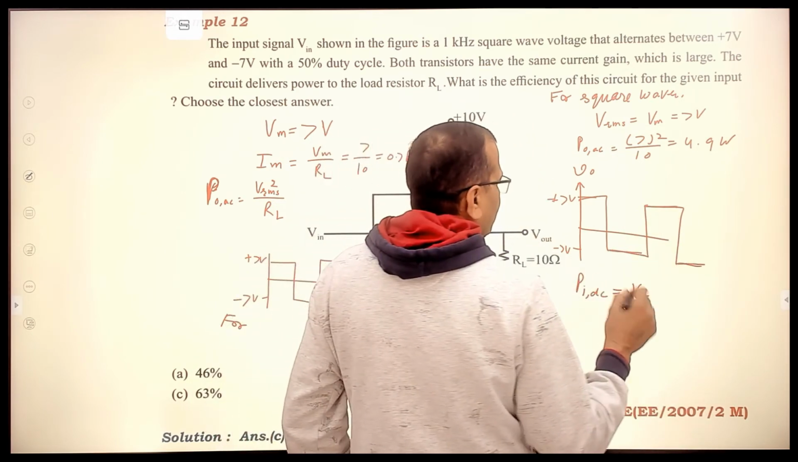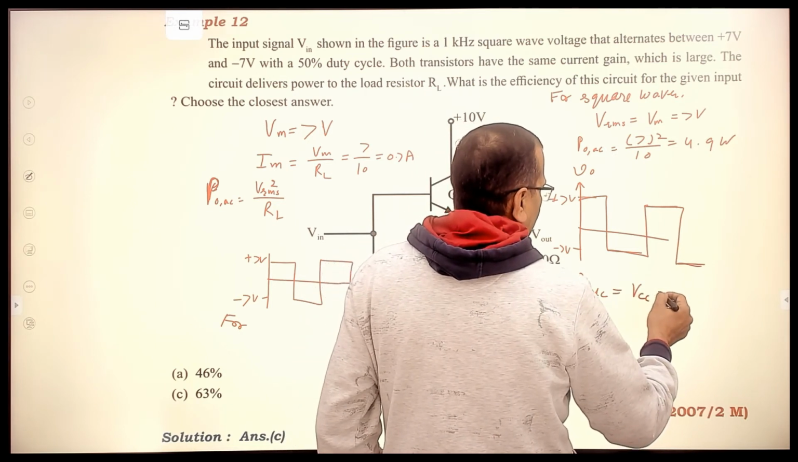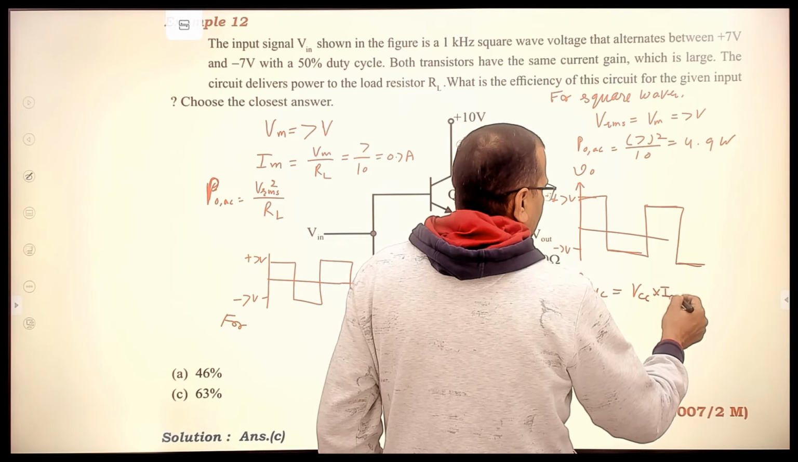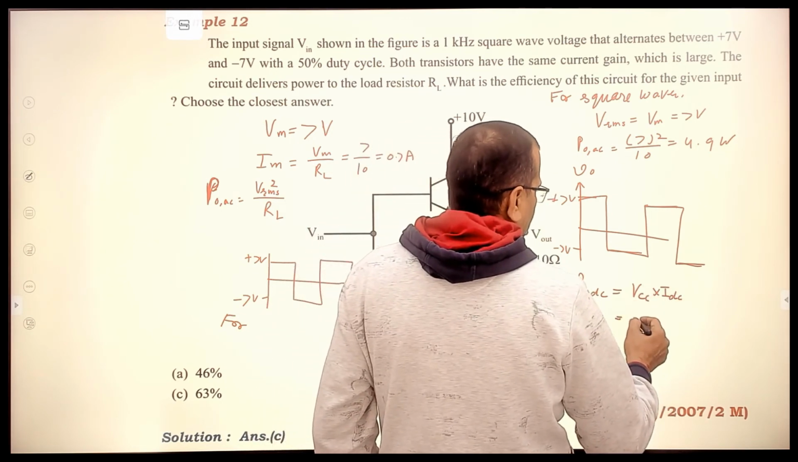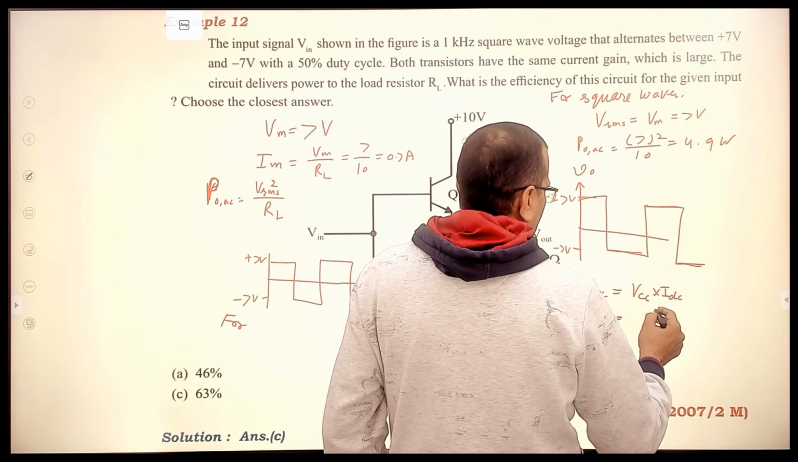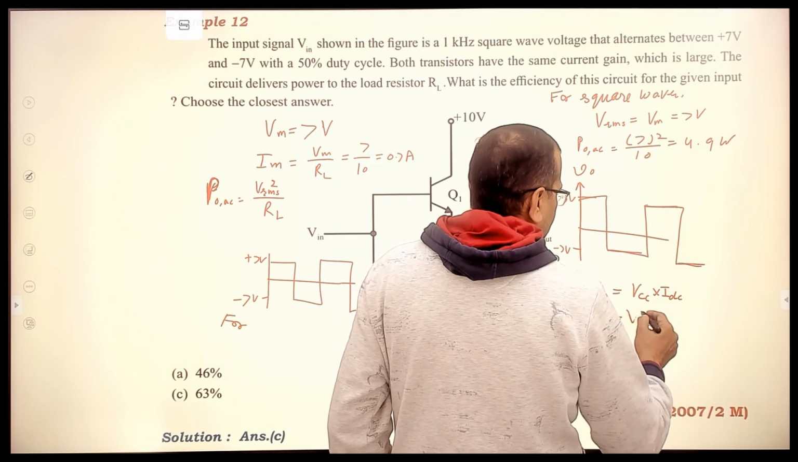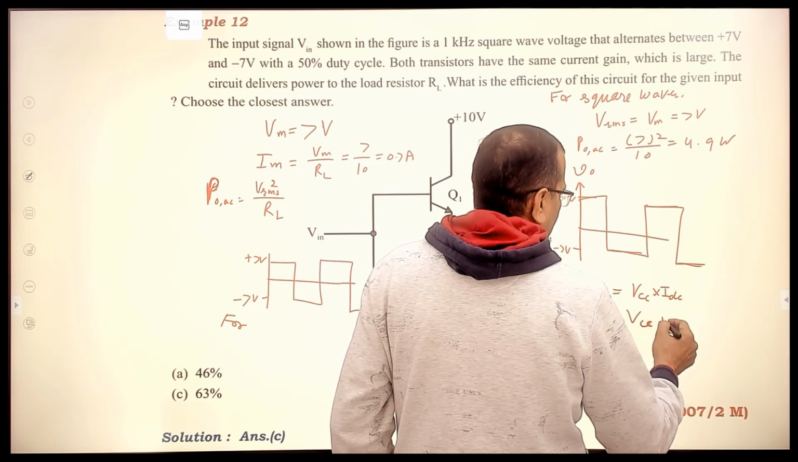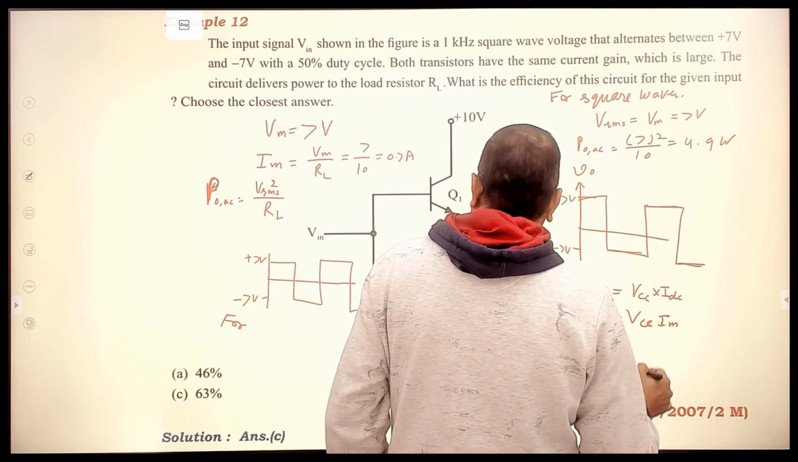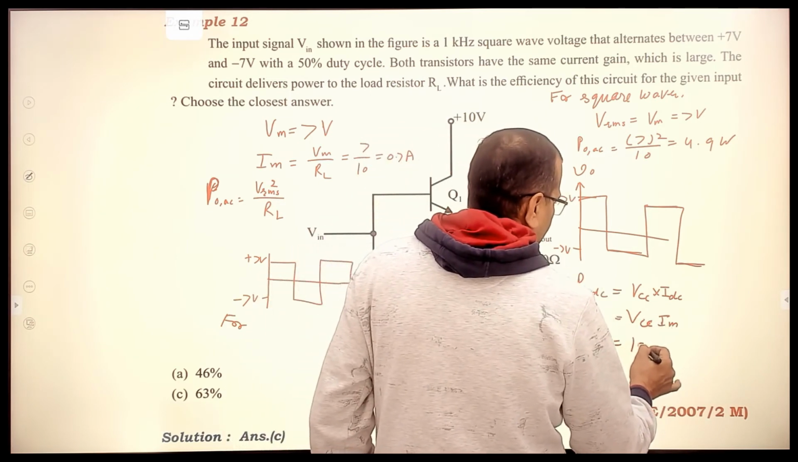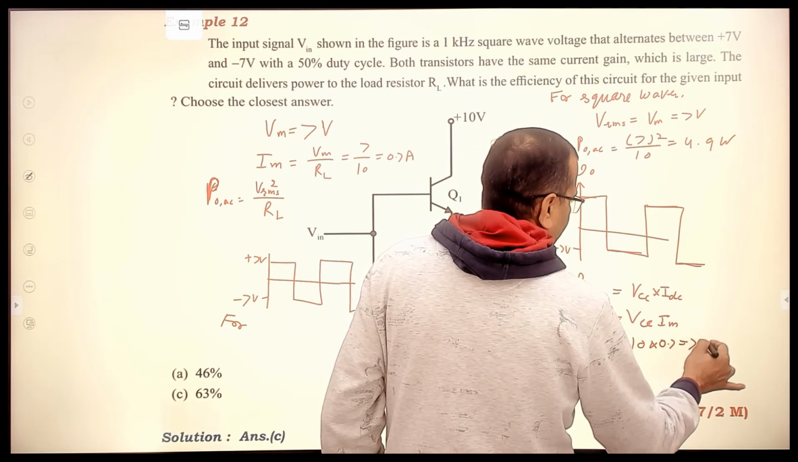So PIDC will be equal to VCC multiplied by IDC, and that is equal to, if you take the overall value, the peak value, you can say, right? So that is VCC into IM. VCC is how much? VCC is 10 volt multiplied by how much is IM? That is 0.7 ampere. So this is 7 watt.